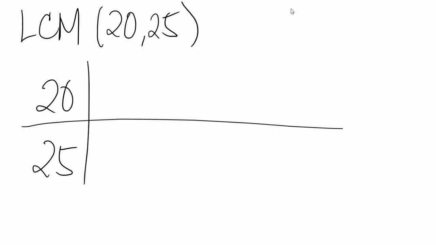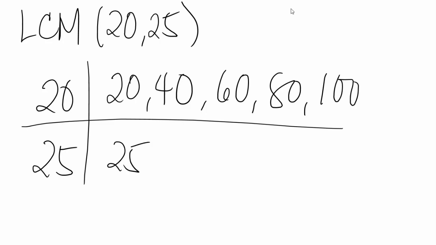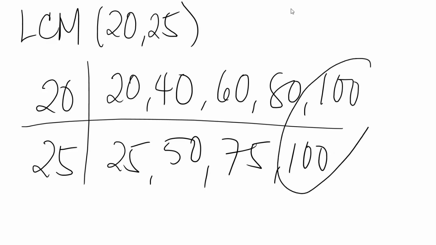listing method. Next, let us find the LCM, or the least common multiple, of 20 and 25 using the listing method. So we will write all the multiples of 20 and 25 until we reach a common number or common multiple. For number 20, we have 20, 40, 60, 80, 100. For 25, we have 25, 50, 75, 100. So we arrive at a common multiple, which is 100. Therefore, the LCM of 20 and 25 is 100.